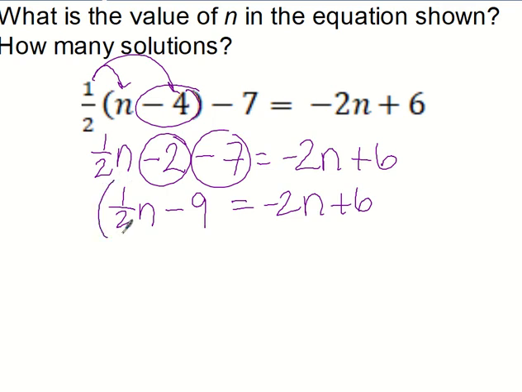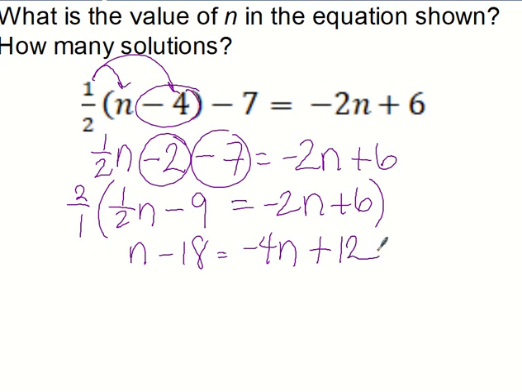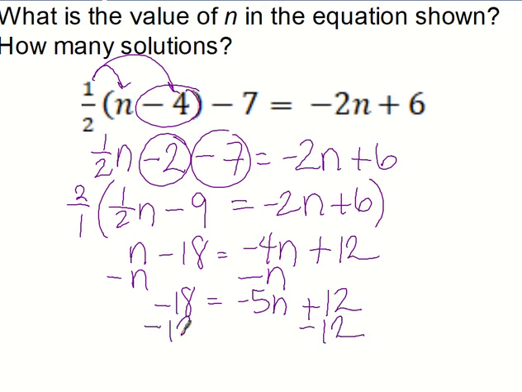Now, I would like to get rid of my fraction, so I'm going to times this whole thing by 2. Get rid of this. N minus 18 equals negative 4n, and then plus 12. Get rid of that fraction. So whole thing gets multiplied just so I can get rid of that. So I'm going to go minus n, negative 18 equals negative 5n plus 12. We're going to minus 12. And we get negative 30 equals negative 5n.